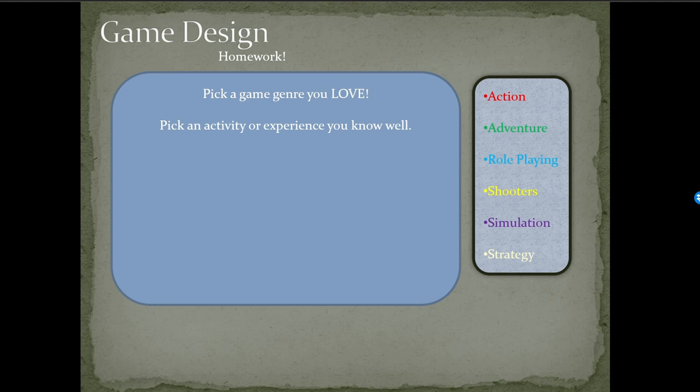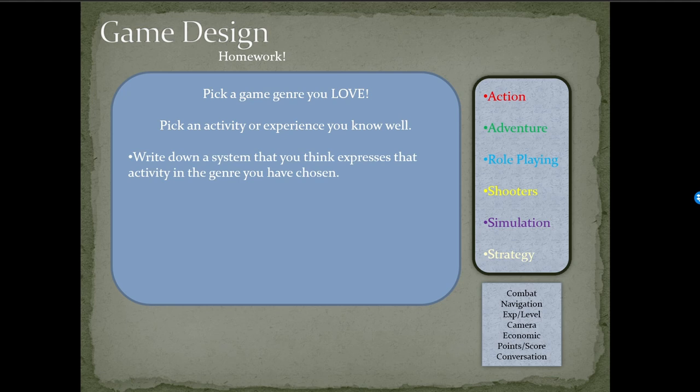Maybe it's a sport. And then write down a system that you think expresses that activity in the genre you have chosen. So this is a situation where you could be breaking genre activity connections. Let's say that you picked a role-playing game and the activity that you love is art. So how do you make an art role-playing game? In an art role-playing game, probably a point scoring system is going to be the main focus of the game, because how else are you going to determine if art is good or bad? So now you're sort of being the judge, jury of what makes for good art.